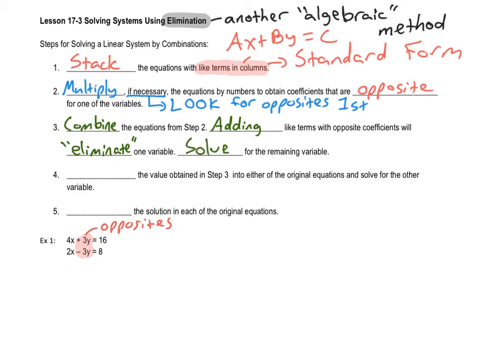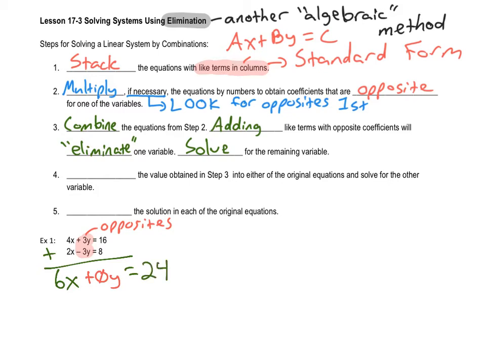So on our example number 1 down there, we already have opposites. So we could jump straight into combining these equations. So we're going to add these together. So 4x plus 2x is 6x. The opposites that add up, I'm only going to show this one time. That's going to be a 0y there. But you don't have to write that. And then there are constants, 16 plus 8, 24.